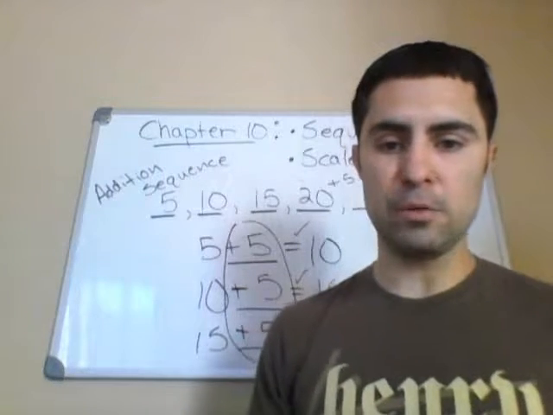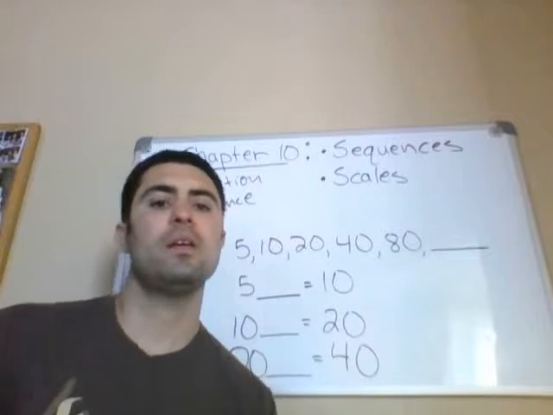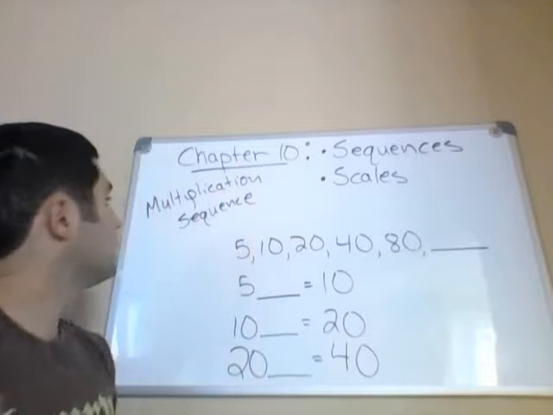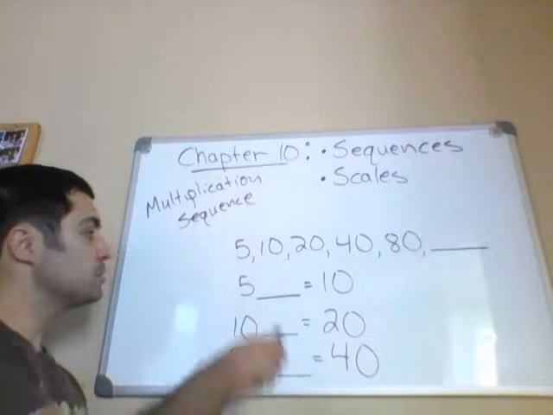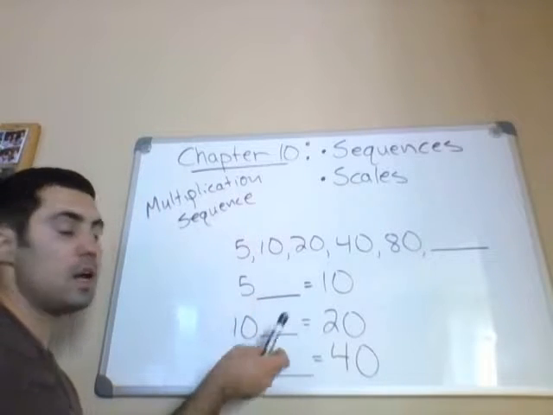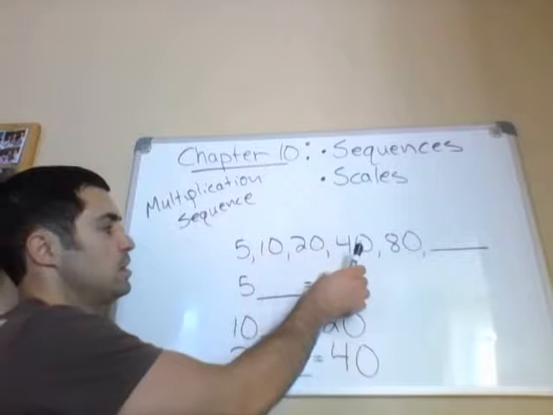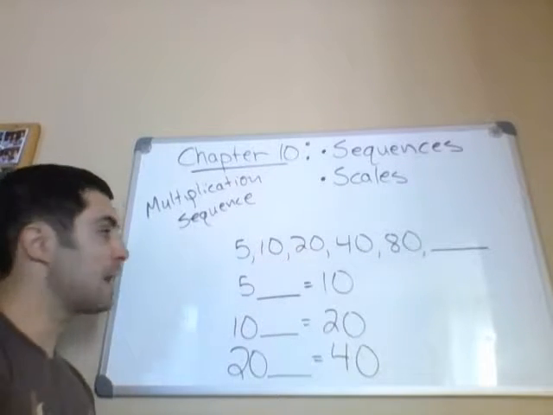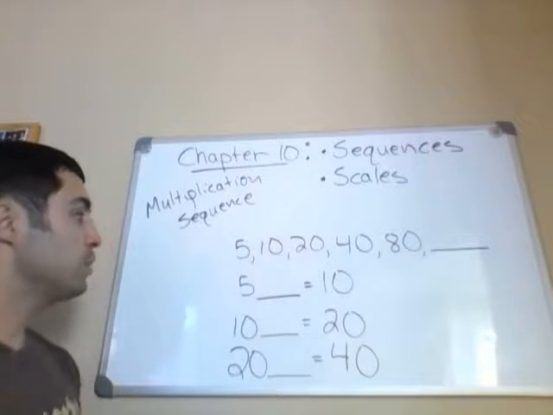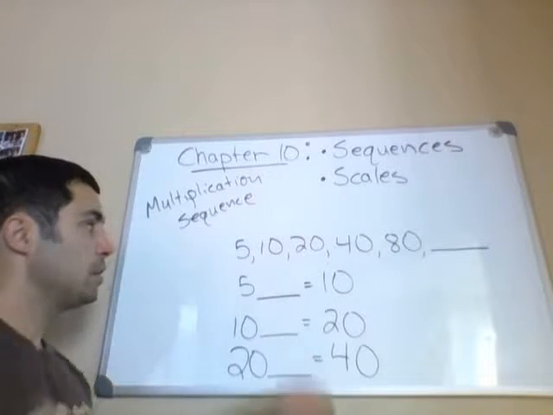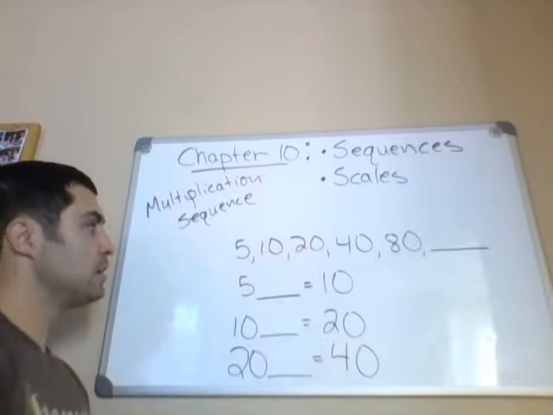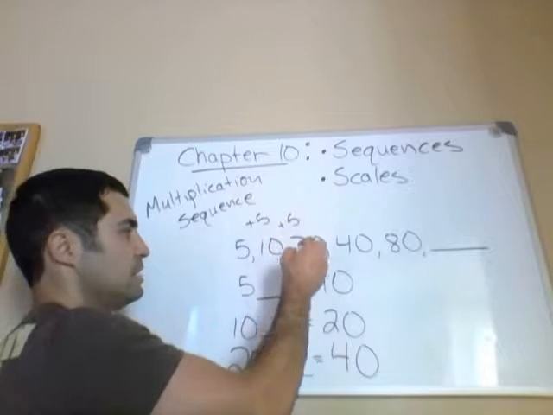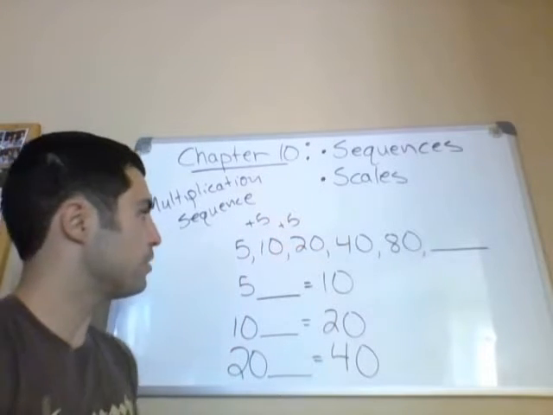Let's talk about a multiplication sequence. So here's our sequence, a series of numbers: 5, 10, 20, 40, 80. What is happening in between the 5 and the 10? Well, you could say add 5. But if you add 5 to 10, you don't get 20. So the add 5 pattern does not work because 10 plus 5 is not 20. That doesn't result in the next number in the pattern.